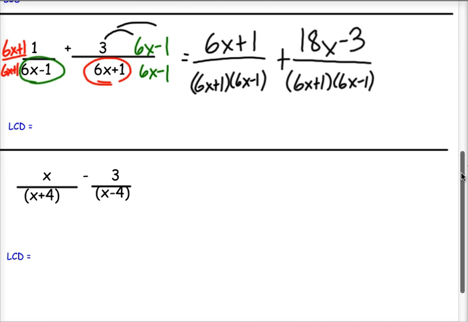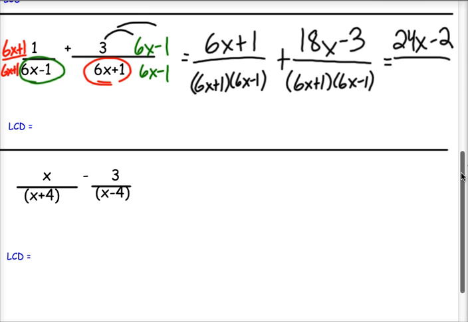So the point of getting that common denominator was because now it's the same. Now that we've done that, we can actually add these two things together. So 6x plus 18x is 24x. 1 minus 3 gives us a minus 2.